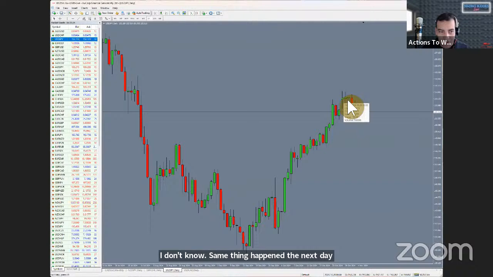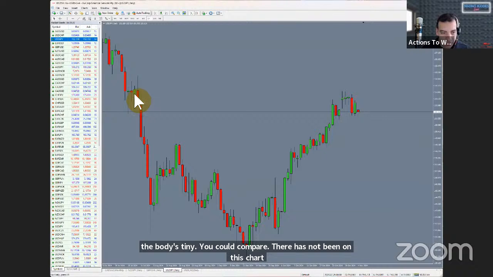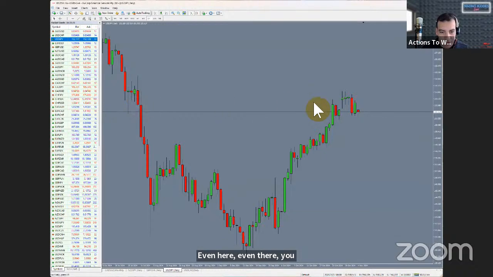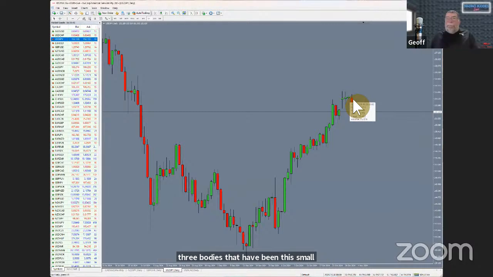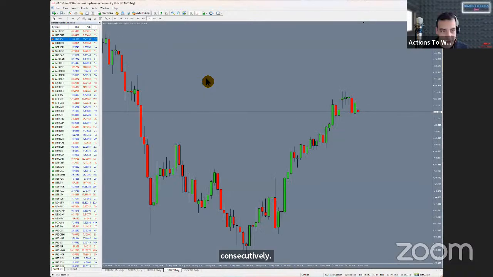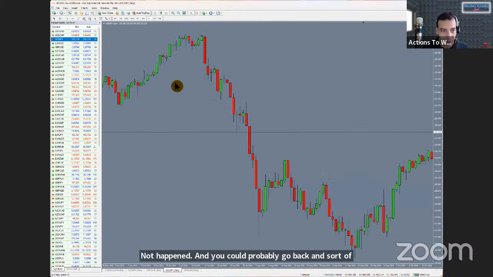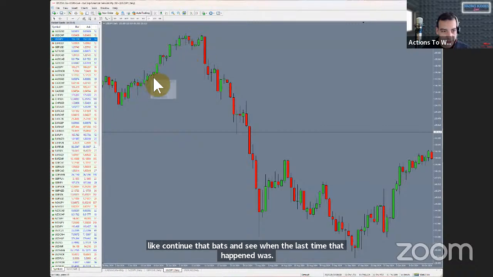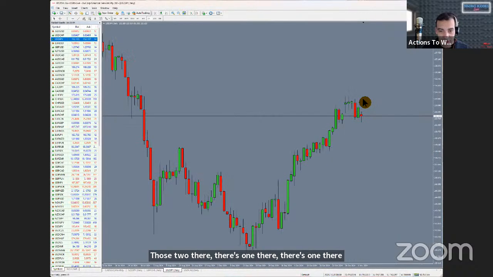You could compare. There has not been on this chart, we're looking back in July, a situation where you've had three bodies that have been this small consecutively. Not happened. And you could probably go back and see when the last time that happened was. Those two there. There's one there. There's one there. It's very, very rare. Anyway, that in itself is giving us a bit of a warning. See a bit of a sell-off, try to push back up again, see where we are now.